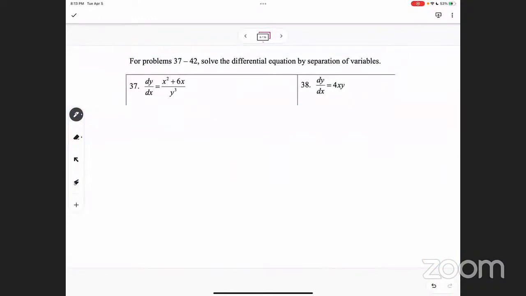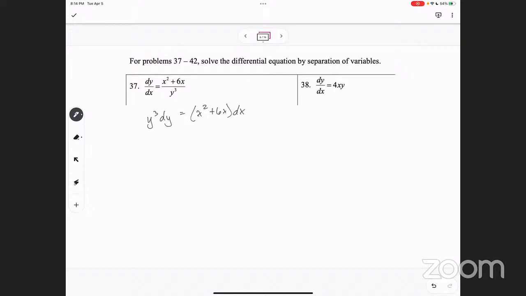All right, so now they want us to separate the variables. I didn't know how to do these ones. Trying to remember. I'm just going to kind of wing it here. If I cross multiply, I'm going to get y cubed dy equals x squared plus 6x dx. Okay. So now if I integrate both sides, that's what you do end up doing.